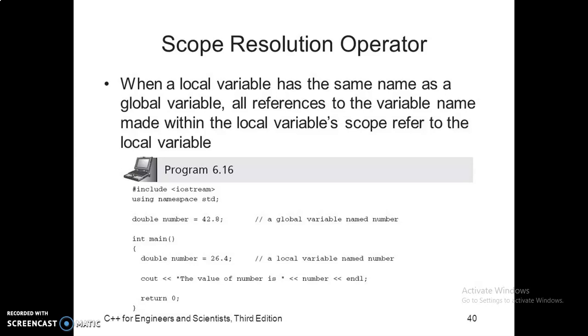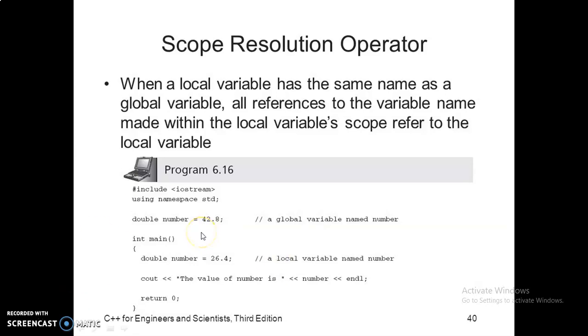Here, the scope resolution operator. The use of the scope resolution operator is that this operator allows access to the global version of the variable. For example, when a local variable has the same name as a global variable, all references to the variable name made within the local variable scope refer to the local variable.